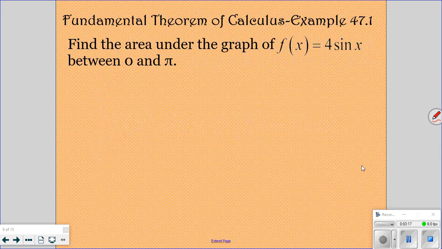So we want to find the area under the graph of this function between 0 and pi. So whenever it asks you to find area, you're actually going to be using the fundamental theorem of calculus. So we're going to set up our function, and we're going from 0 to pi, and the function they give us is 4 sine of x and then dx.